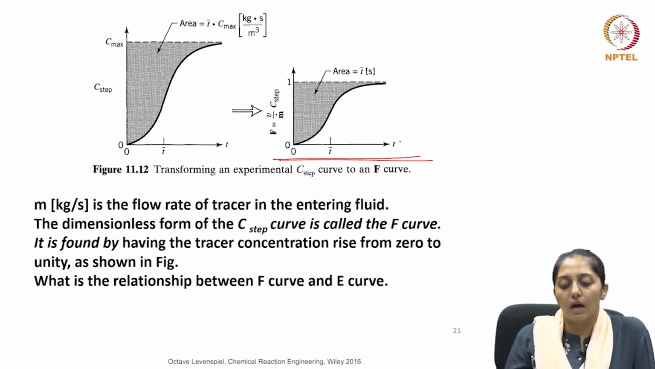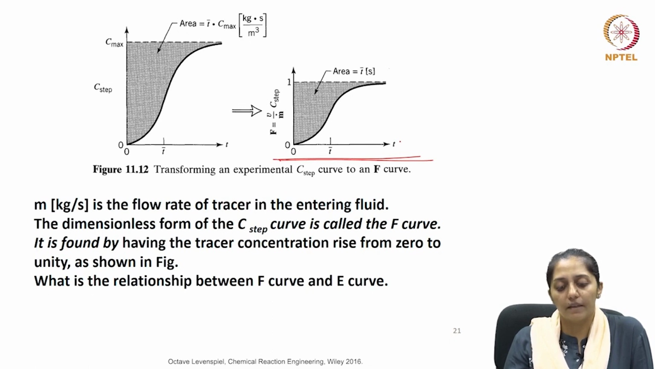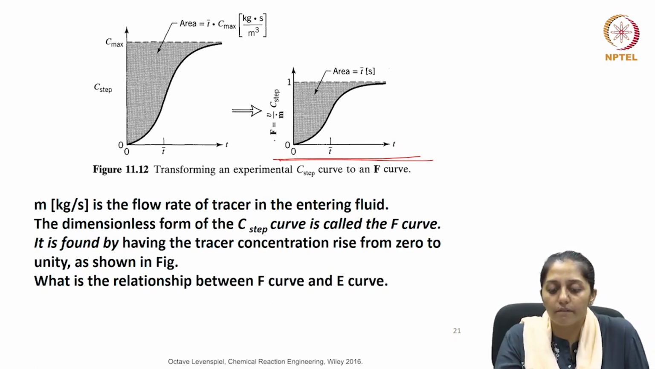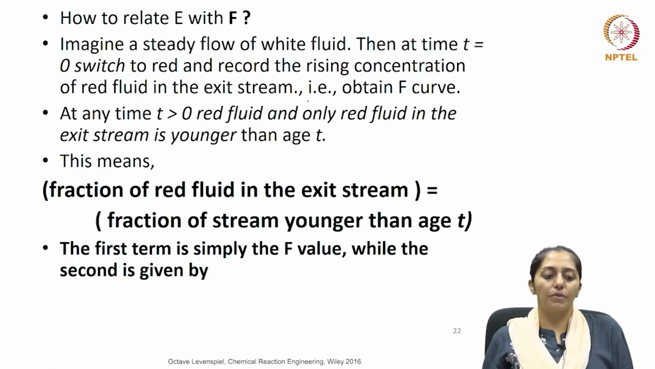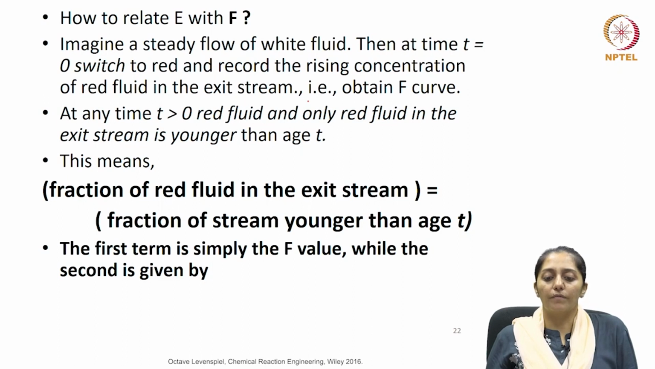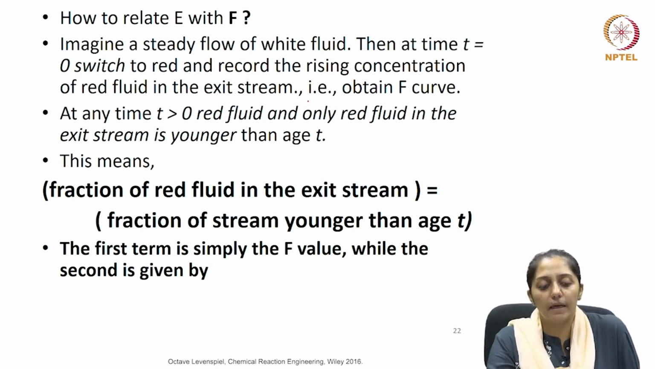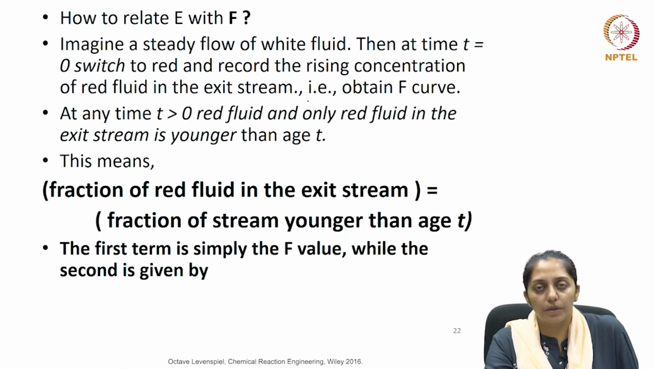So, now let us see how we can relate F and E values. Your F value, in order to change it to C max, will become C step divided by m dot by V. So, how do we relate E with the F values? Imagine a steady flow of the white fluid, then at time t equal to 0, we switch to a red fluid and record the rising concentration of the red fluid in the exit stream. And then we obtain the F curve.